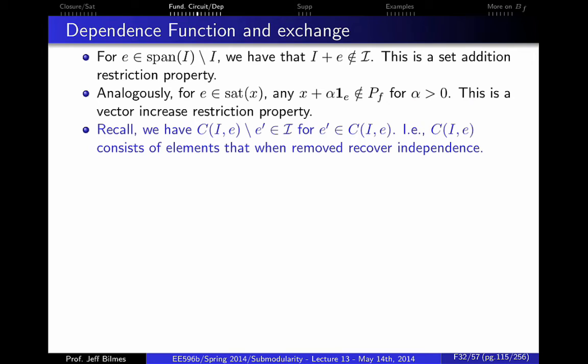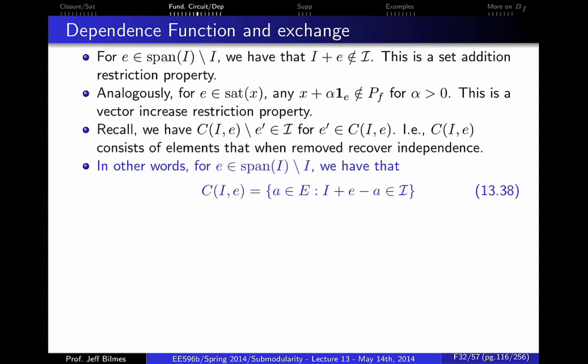Now, if we take a fundamental circuit, which is C(I,e), and we remove any element e prime from it, then we've recovered independence, right? So, therefore, you can think of C(I,e) as all of the elements that when you remove it from that circuit, you can recover independence. If you take any element from the fundamental circuit, if I've removed that element, I'm sort of free to add e to I.